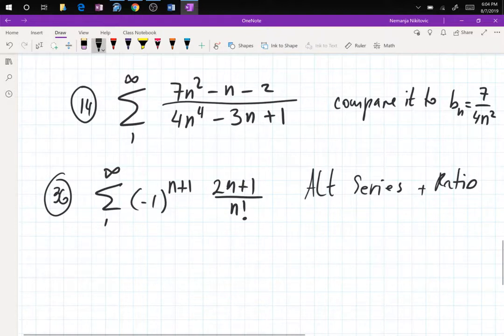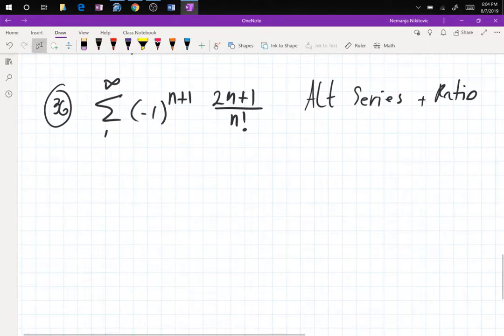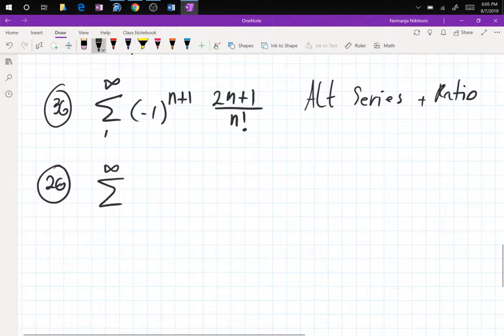26. 26. Oh, 26. That's a troll question for the exam. 5 plus sine k divided by root k. N, whatever, m, whatever. Oh, that's a troll question.